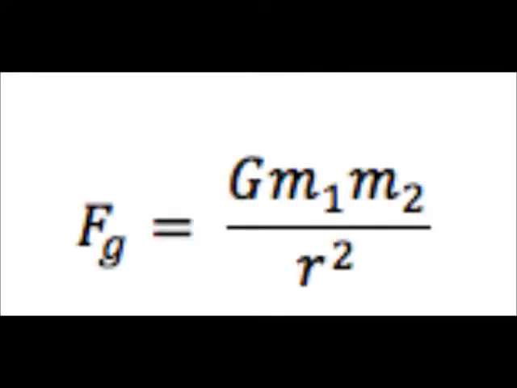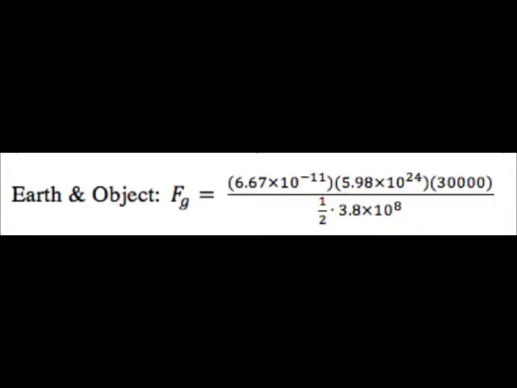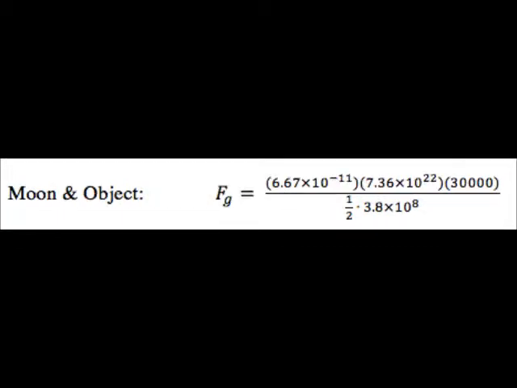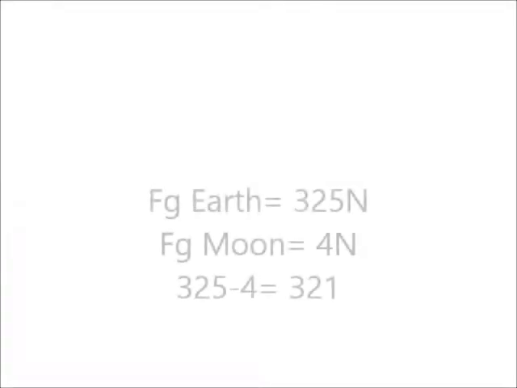To solve this problem, we use the equation Fg equals capital G times m1 times m2 divided by r squared. Then plug in half of the distance between the Earth and the Moon for r, the Earth's mass, and the spaceship's mass. This will give us the gravitational force exerted on the spaceship by the Earth. Then we do the same thing for the Moon, plugging in the same radius but changing the mass to that of the Moon, and then solving for the force of gravity.